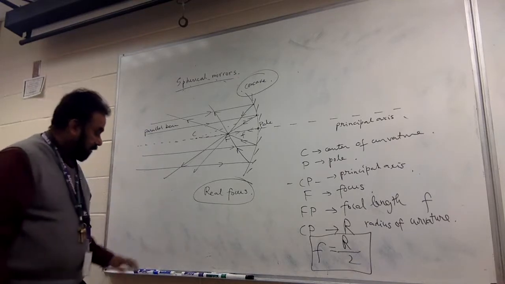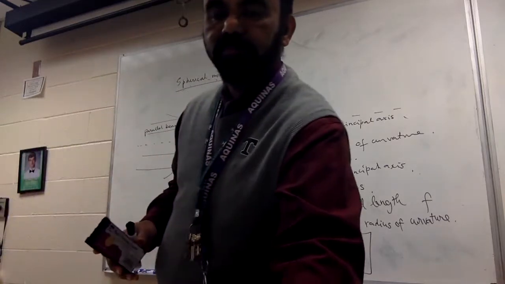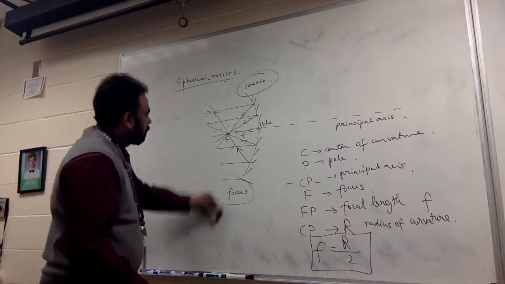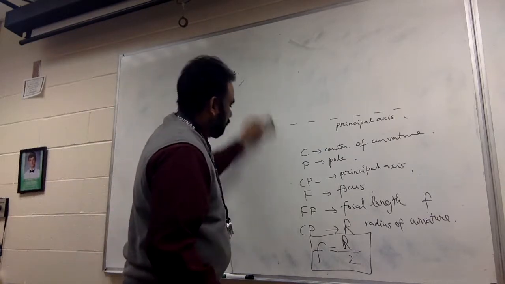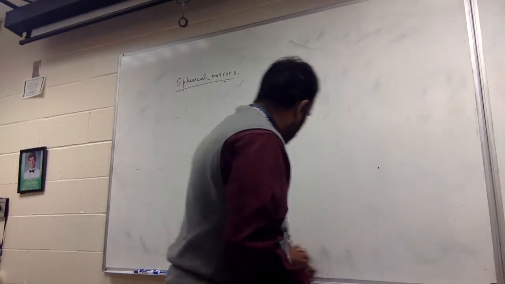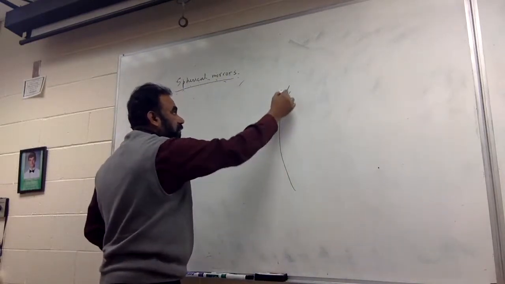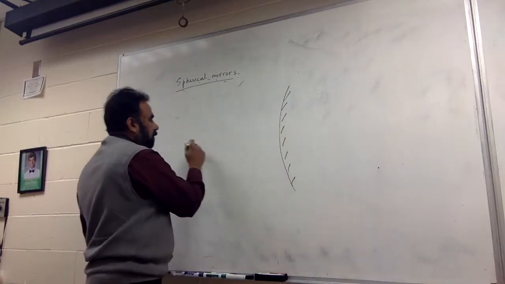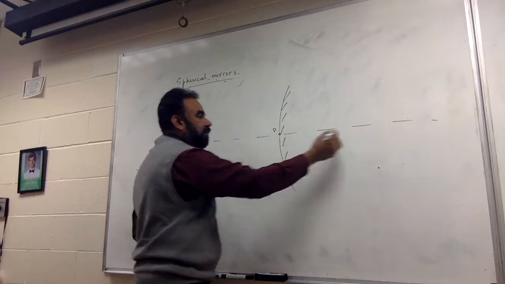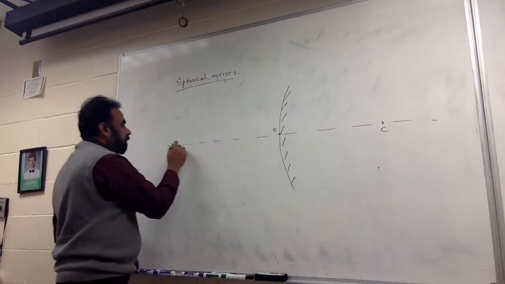Now, looking at the convex mirror. A convex mirror. So that's a convex mirror. The same definitions go here also. This is the pole of the mirror. That's the center of curvature of the mirror.